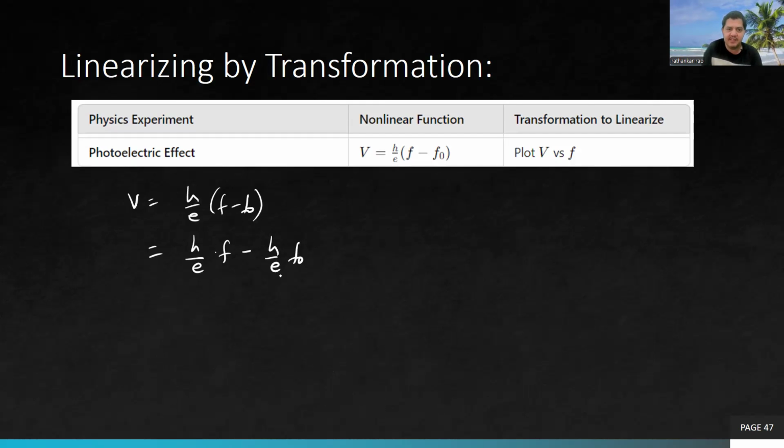h by e is a constant. h is Planck's constant, e is a constant. So this is a constant. Minus h by e into f0 is a constant. Let me call this as m. And the f is a variable, x here. This should be equal to, what is V? V is the voltage. Put it as y here.